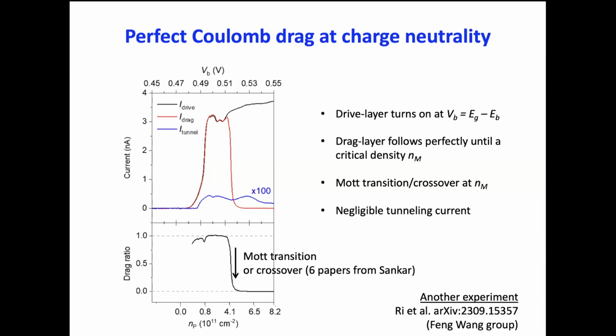But once you go beyond the excitonic insulator, the drag ratio drops very quickly from 1 to 0. And this, we think, is a Mott transition. Well, Shankar has six papers arguing that this is not a Mott transition, but should be a crossover. And in the next few slides, I'm going to try to explain, or try to convince you, whether this could actually be a Mott transition. All right, and also I would like to highlight that the tunneling current is really negligible in this region here. This is multiplied by a factor of 100, and the tunneling current is very small compared to the in-plane current. So we don't really need to worry about the tunneling current.